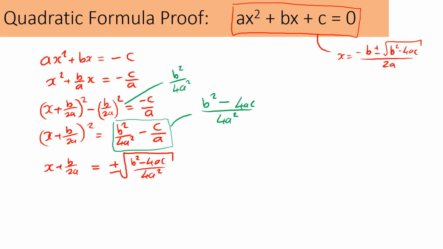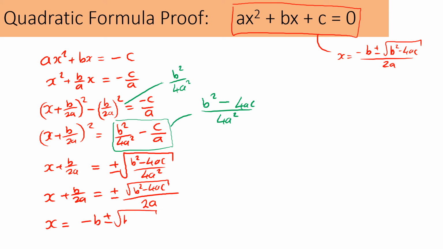What's the last thing we can do here? Well, we can simplify that square root. We can square root the top and bottom separately, and we've got b squared minus 4ac on the top. The bottom can be square rooted, so 4 square roots to 2, and a squared square roots to a. And now we're nearly there, we just need to subtract the b over 2a to the other side. We'll have minus b plus or minus the square root of b squared minus 4ac all over 2a. Yeah, that is cool, you're right.